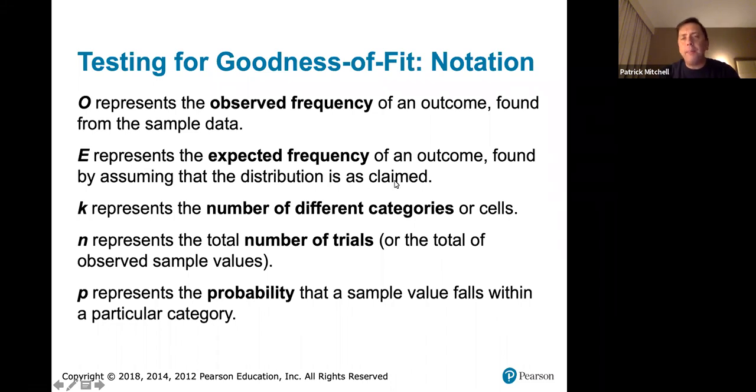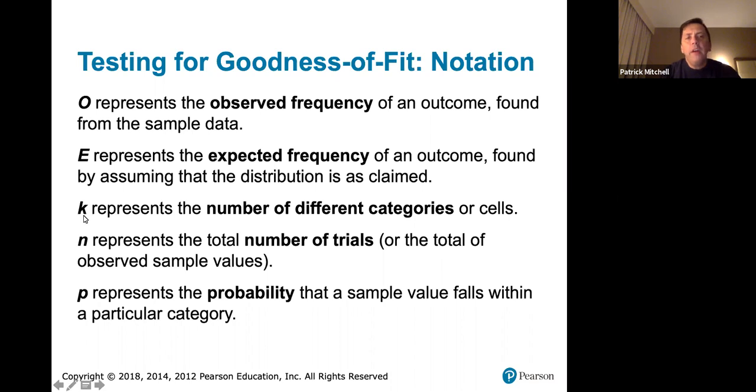As a really quick example, suppose that you were testing a die to see if it was an ordinary fair die. Each number on the die should come up roughly the same number of times. And let's say that you rolled the die 100 times. If it's a six-sided die, that means you would expect each number to come up around 16 or 17 times, to be exact, 16.6666. That would be E, the expected frequency. Then you actually roll the die 100 times, each number will come up a certain number of times, and that'll be the observed frequency.